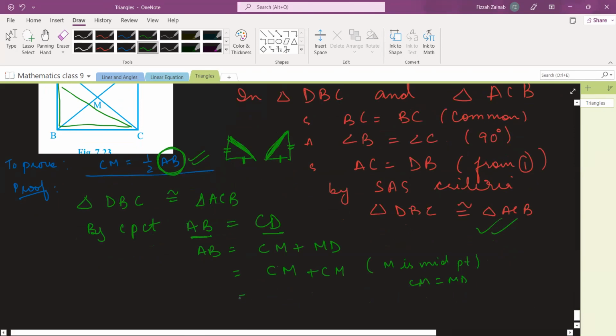So this is AB. So AB is equal to twice of CM, right? And just take this 2 in the denominator. So half of AB is equal to CM. Proved.